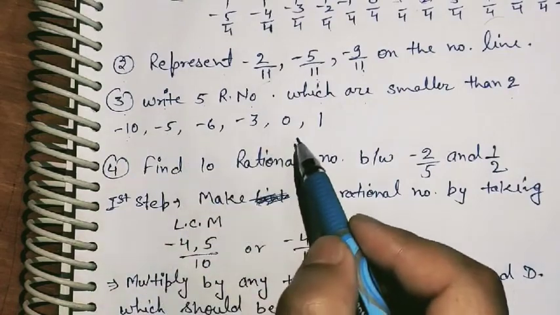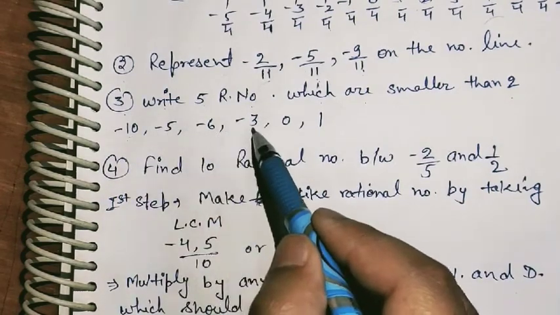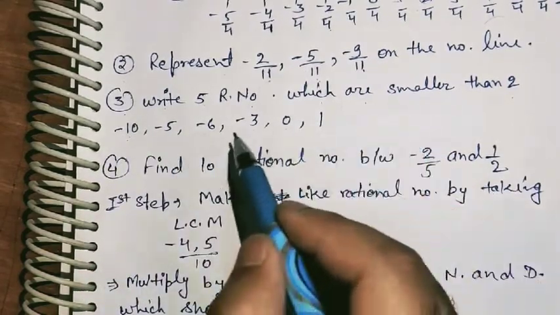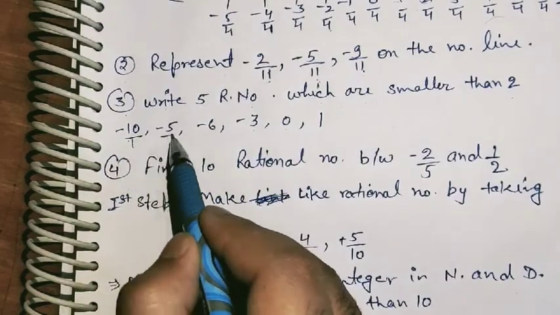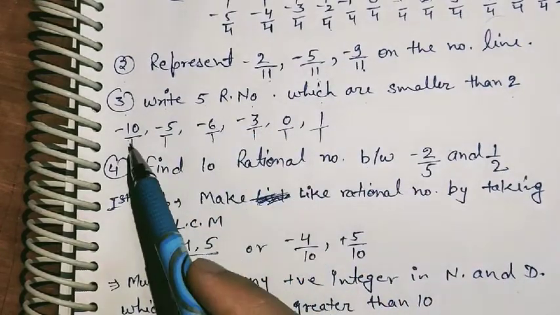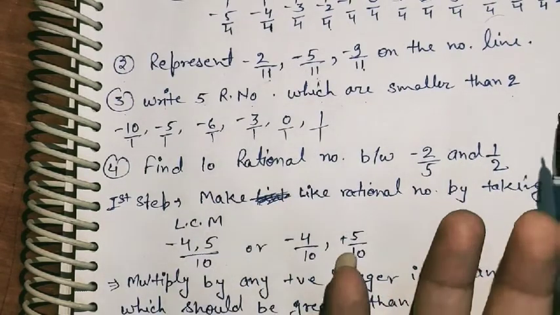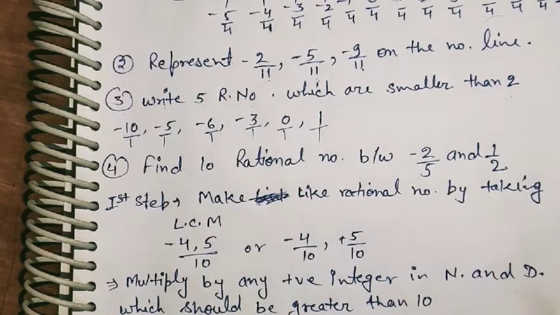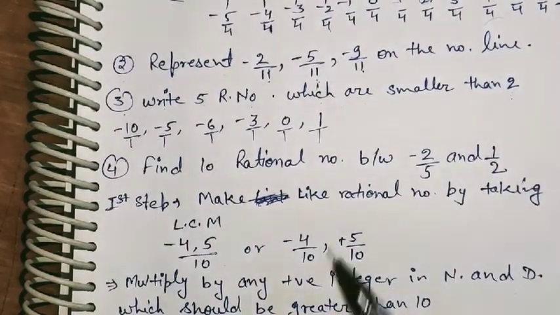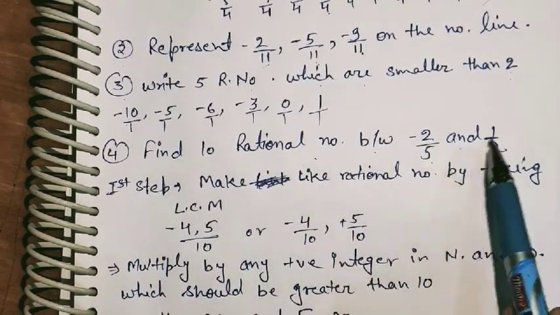Some students get confused about it, that suppose I wrote minus 10, minus 5, minus 6, minus 3, 0 and 1, they will think it is an integer, not a rational number. So we can put 1 in the denominator of each integer. When we divide it, it will give the same result. That's why we will write minus 10, minus 5, minus 6, minus 3, 0 and 1. You can write any number, likewise minus 20, minus 30, minus 21, any number which is to the left side of 2 on the number line.